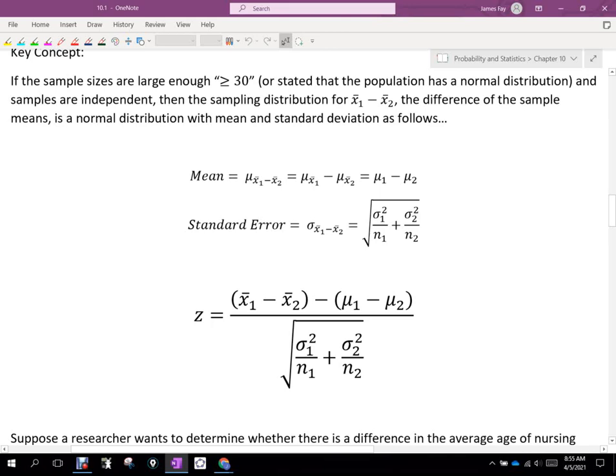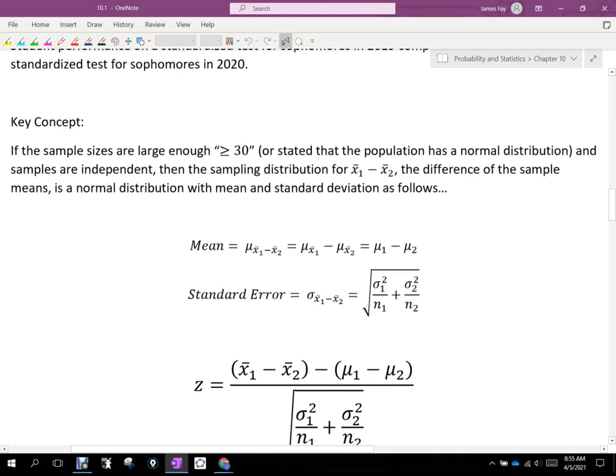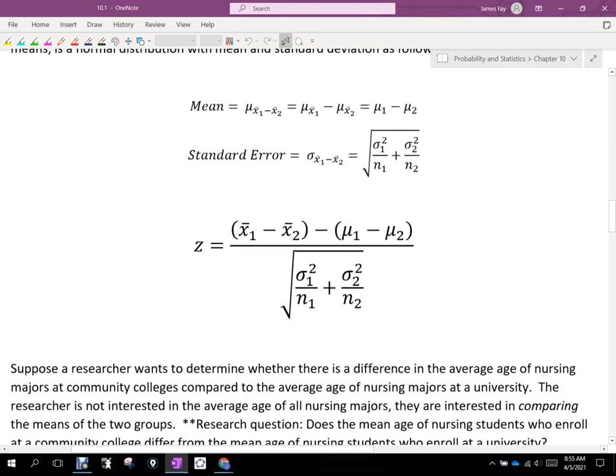All right, so key concepts here says if the sample sizes are large enough, so central limit theorem says n has to be greater than or equal to 30. And if you don't have greater than or equal to 30, as long as they say the population has a normal distribution, if your samples are independent, then the sampling distribution of the difference between sample means, that's what that is, x bar 1 minus x bar 2, that's the difference of sample means, is a normal distribution with the mean and standard deviation as follows.